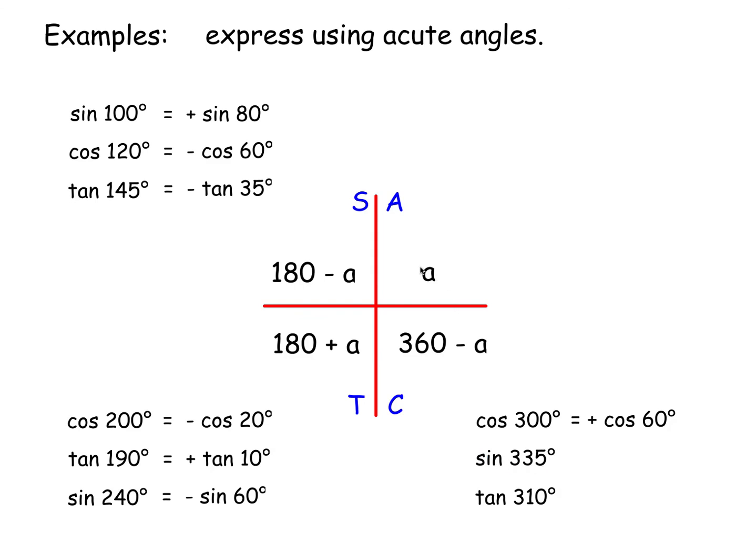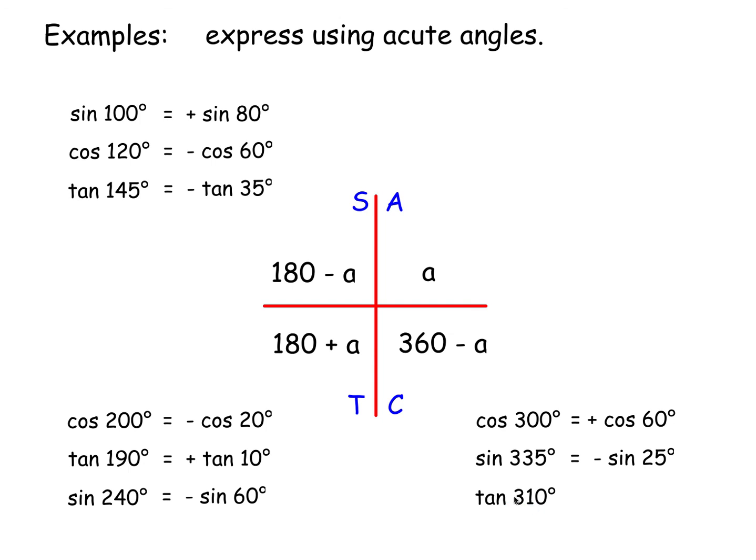335 degree turn right round, 335 degrees, you're 25 degrees short of 360. 360 minus 25 makes 335. So sine 335 is the same as sine 25, and because it tells you the cosine only is positive, here the sine's a negative answer.